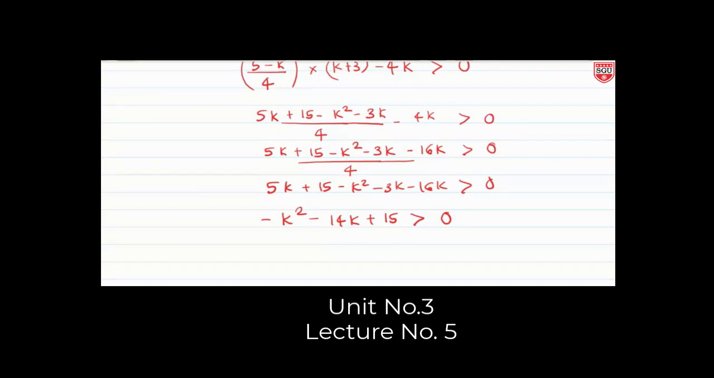Sir, so minus 3, minus 16, minus 19. Minus 3, minus 19. k square. 15 as it is. 5k minus 3k, 16.